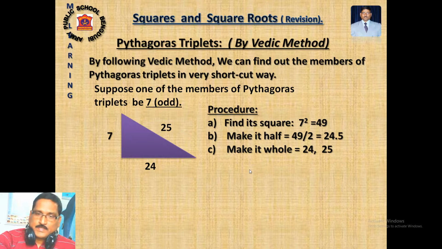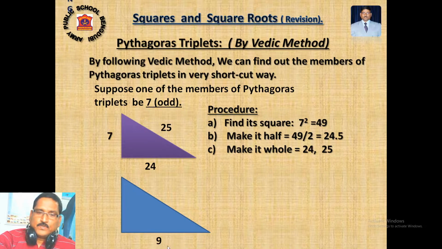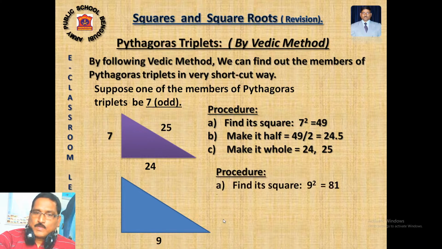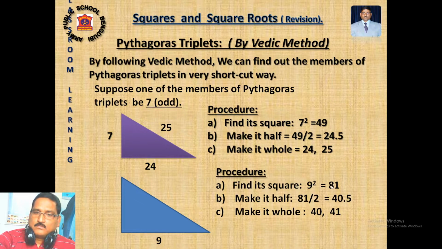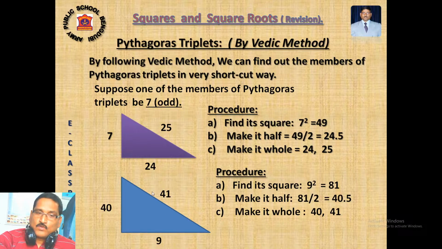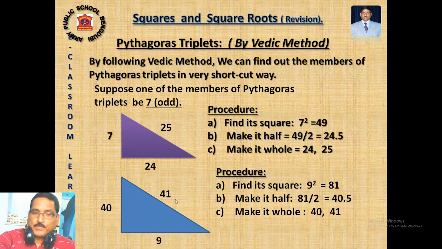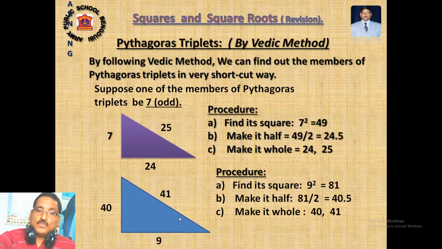Another example, suppose the base is given as 9. How will you find the altitude and hypotenuse by the Vedic method? Whatever value is given, same, 9 square is 81, make it half, 40.5, make it whole. So either it will be 40 or 41. So the other members will be 40 and 41. The greater one will always be the hypotenuse. So 40, 9 and 41 is also a Pythagoras triplet. And 7, 24, 25 is also a Pythagoras triplet.